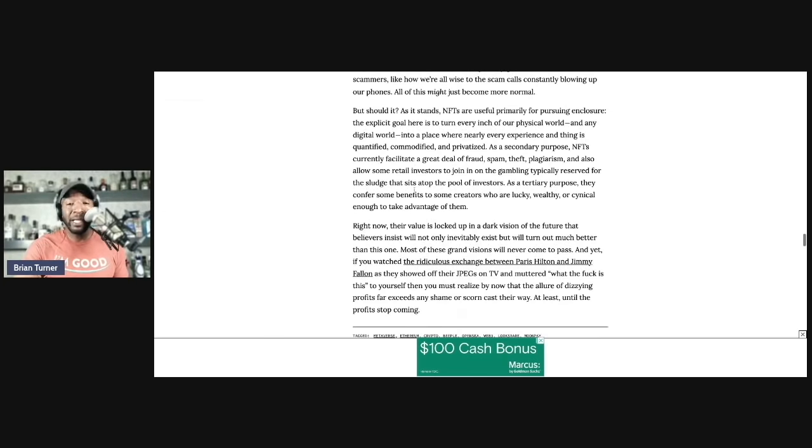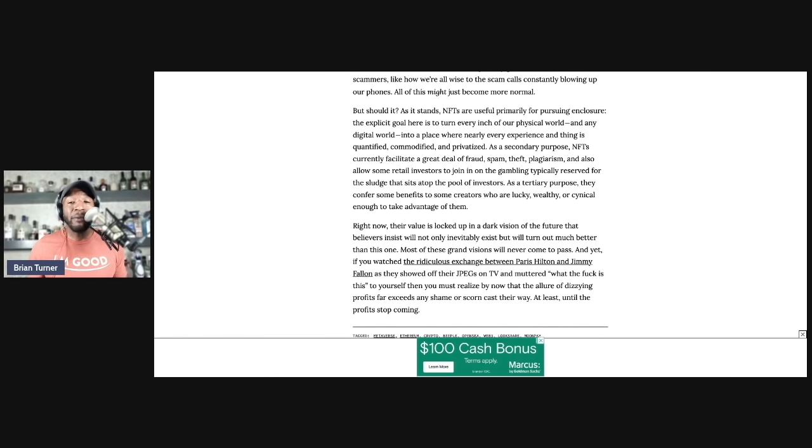So as it stands, NFTs are useful primarily for pursuing enclosure. The explicit goal here is to turn every inch of our physical world and any digital world into a place where nearly every experience and thing is quantified, commodified, and privatized.